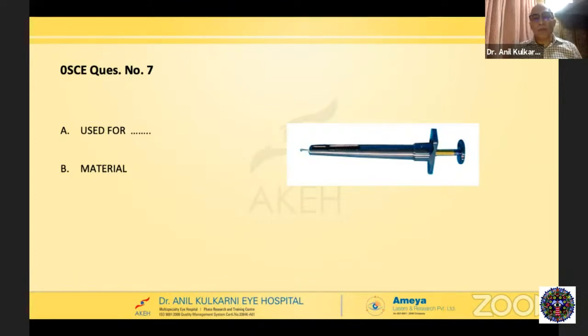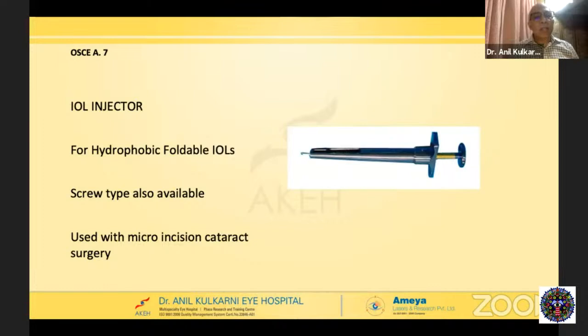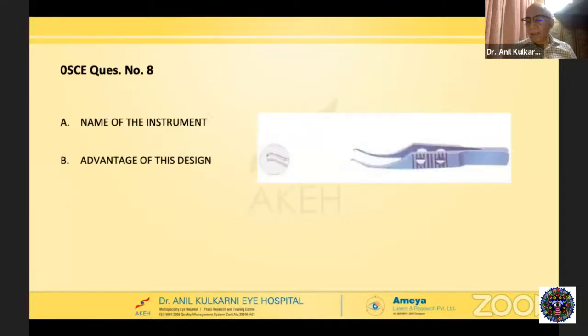The instrument is used for what purpose and what is the material? So it's used for injecting the foldable IOLs, and the material is titanium. The IOL injectors are normally used for hydrophobic foldable IOLs. This is a push type. A screw type is also available, and this is used with micro-incision cataract surgery. Question number 8.